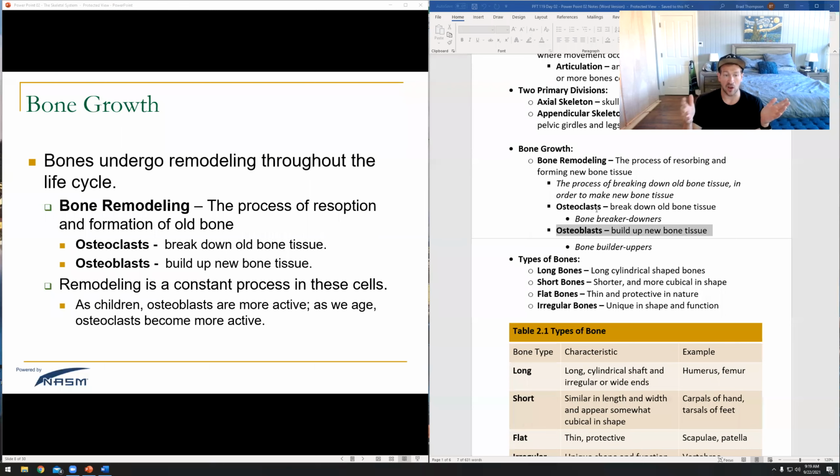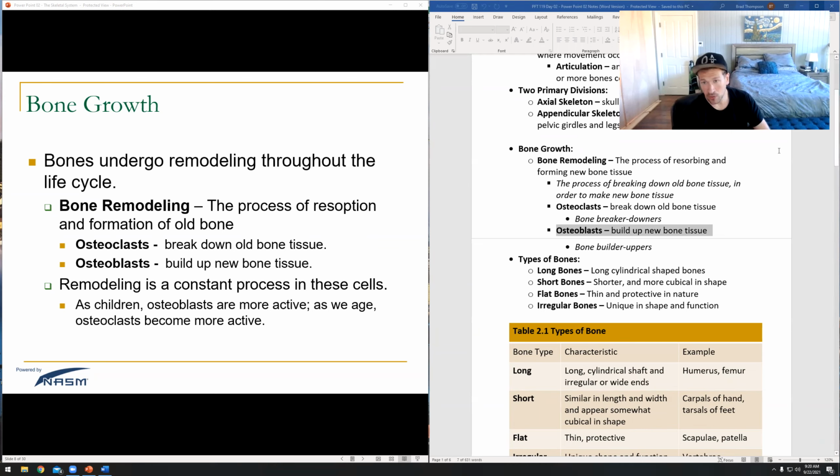Now, here's what's interesting, though. When we're kids, our osteoblasts, the bone makers, are super, super active. They're constantly making new bone tissue, and that's as we're growing, right? But as we get older, weirdly, our osteoclasts become more active. And that's why the elderly struggle with bone density. We'll talk more about that later this mod when we break down osteoporosis. As we get older, we do see that the bone breaker-downers become more active. And that's why generally it's the elderly who are struggling with bone density issues.